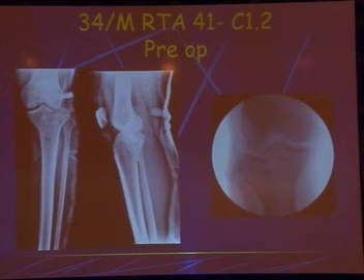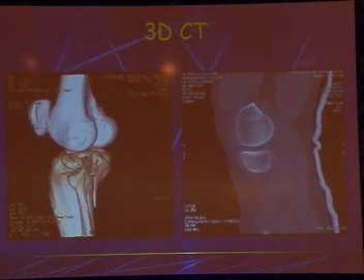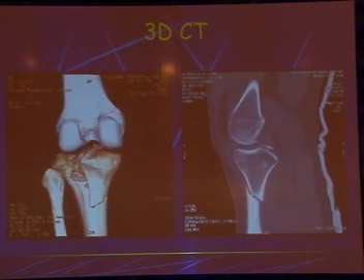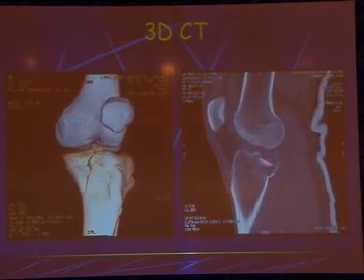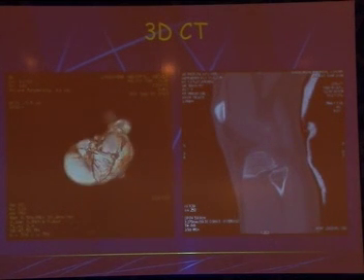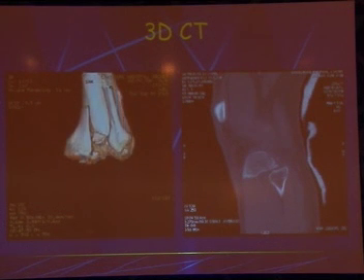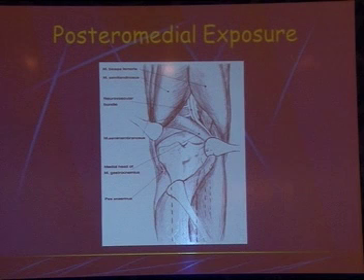This is a 34-year-old male road traffic accident. This is the preoperative X-rays. This is the 3D CT. You can see again the sections as well as the 3D, and you can appreciate the fracture displacement, the depression of the fracture. And it is very evident when you see these 3D, you get a mental picture of how to reduce these fractures.